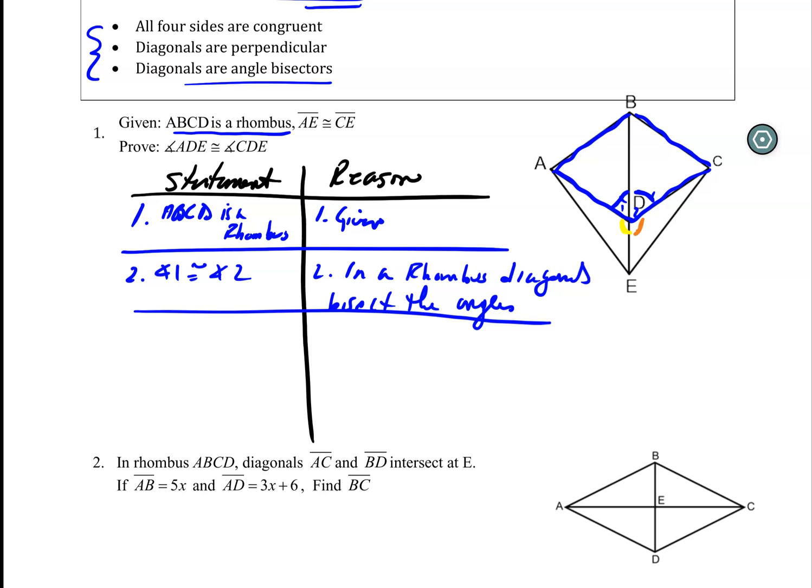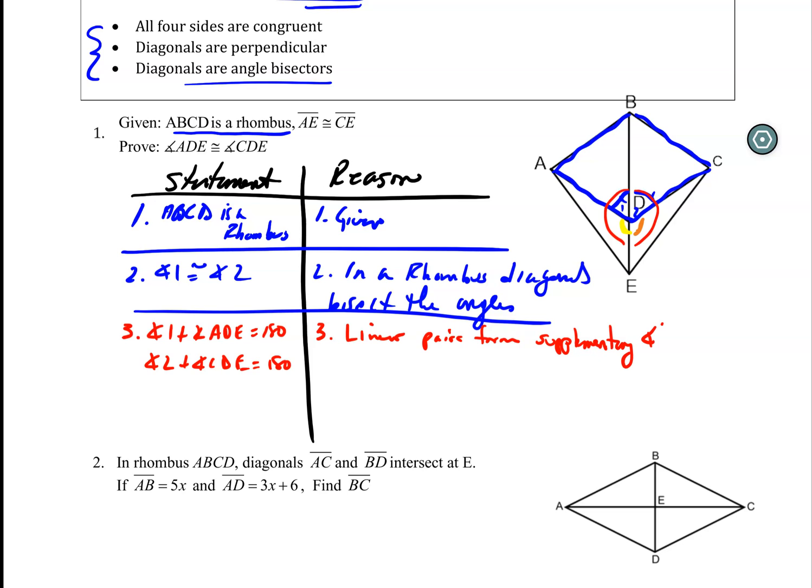All right. So if those are equal, then I can make the claim that angle 1 plus angle ADE, using what they named it, has to equal 180, because these would be supplementary angles, right? And also angle 2 plus angle CDE has to also equal 180. Again, over here, these are supplementary. And my reason is linear pairs form supplementary angles that are congruent.